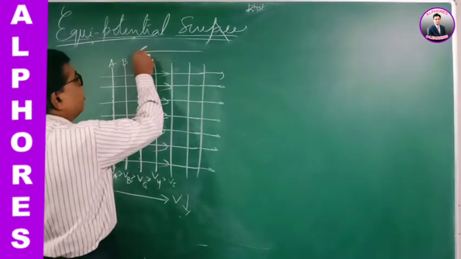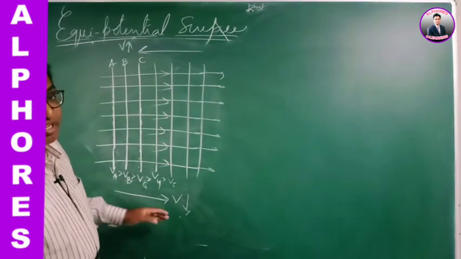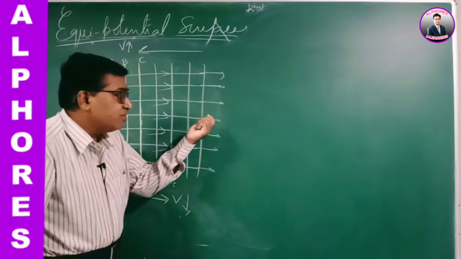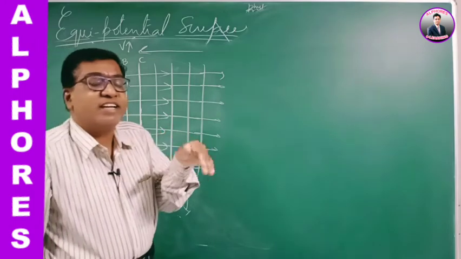But if I move in the direction opposite to the field, the potential increases, because in moving a positive test charge against the field, the external agent has to do work.